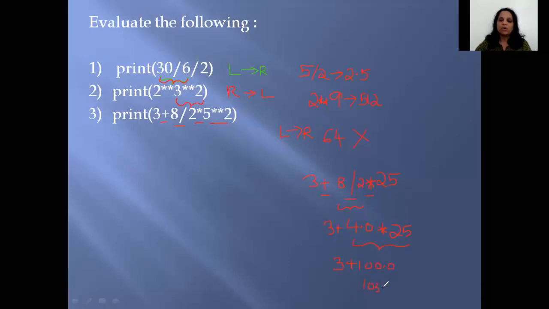And then 3 plus 100.0 is going to be 103.0. Now what you need to remember here is: for all arithmetic operators, if both the operands are integers, the answer is always an integer. If one of them is floating point, the answer is floating point, except for the division operation.